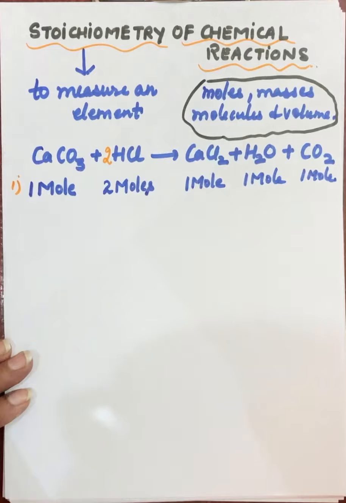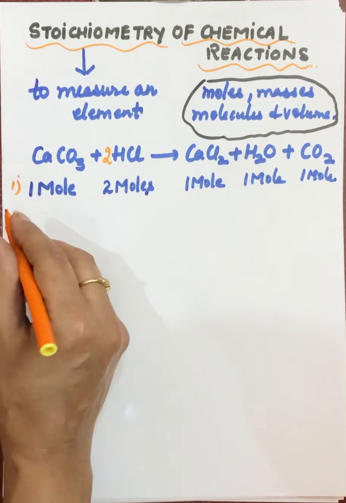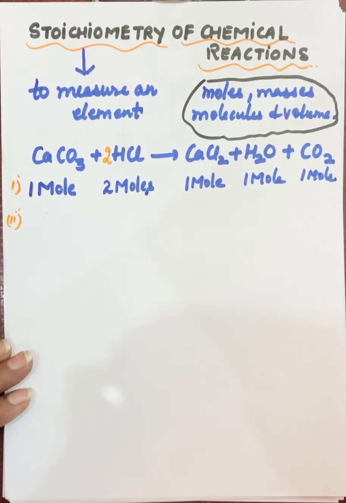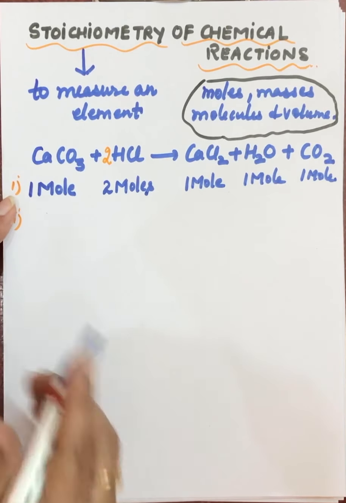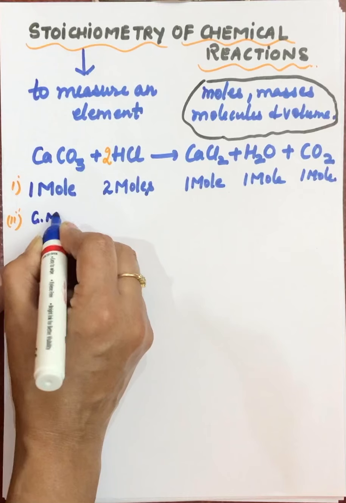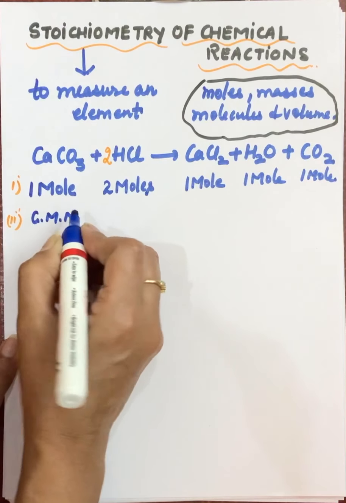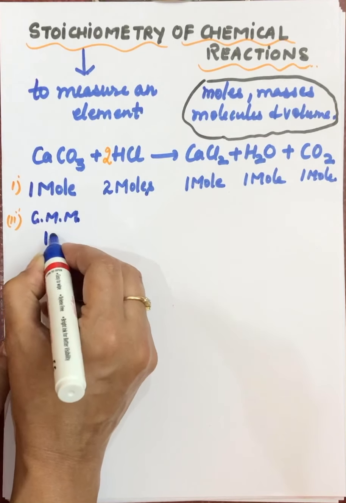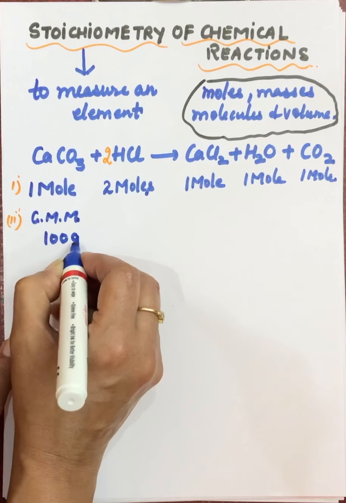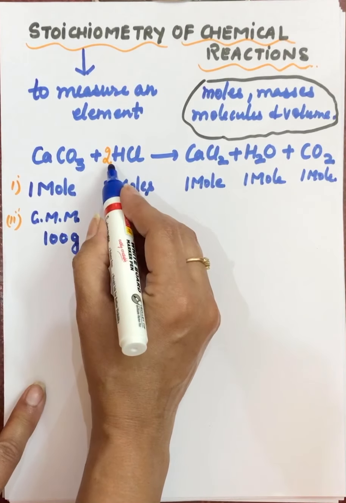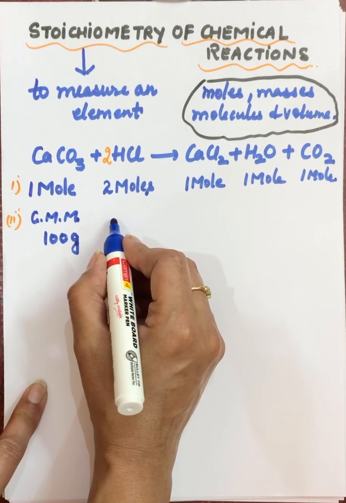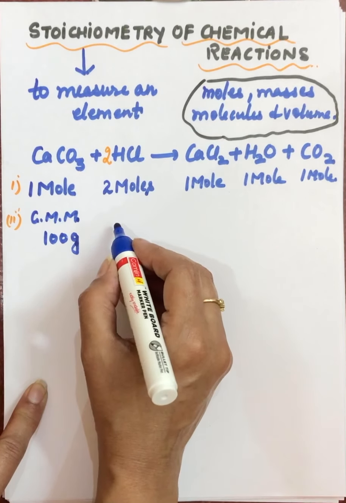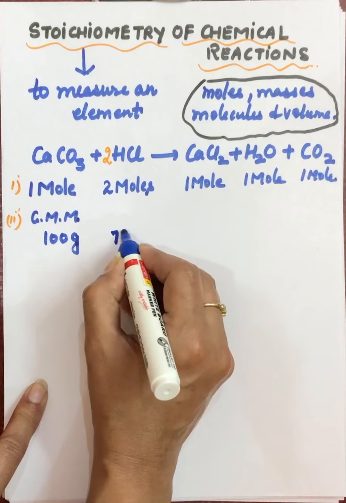Now coming to the second part, masses. Now the relationship for the masses. In the balanced chemical equation, 1 mole is equal to the gram molecular mass. And the gram molecular mass of calcium carbonate, when we calculate, comes out to be equal to 100 gram. Here we have 2 moles. So 2 moles is equal to 2 into the gram molecular mass. This will come out to be equal to 73 grams.